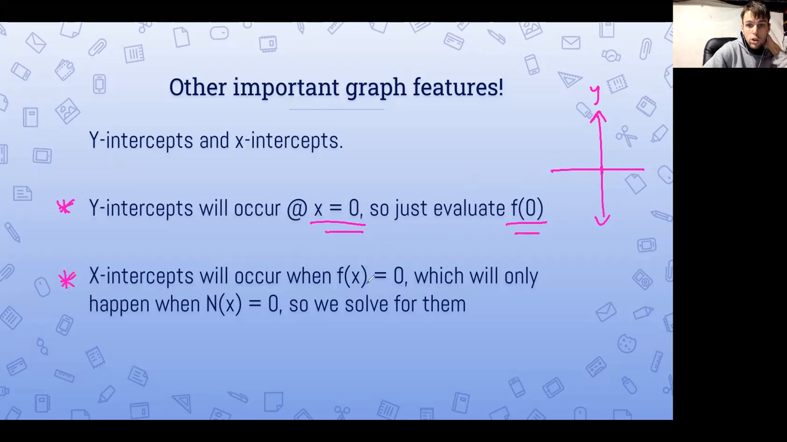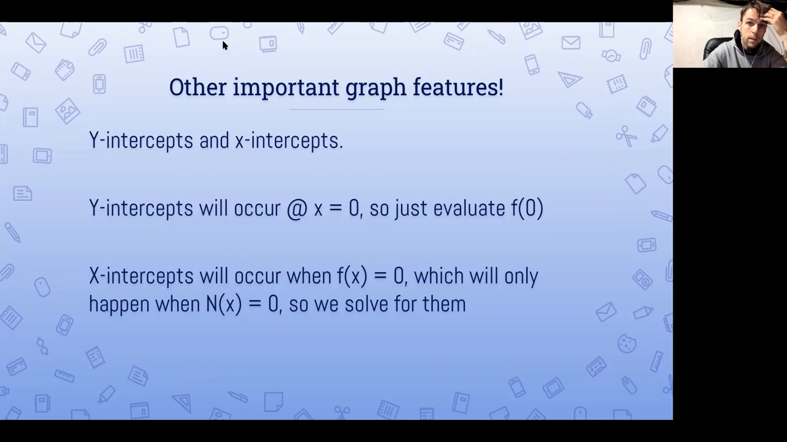X-intercepts are going to occur when the function output equals 0, so when the y value is 0. That happens when the numerator equals 0. For a fraction, when 0 is on top, it doesn't matter what number's on the bottom, this is going to be 0. So whatever makes the numerator 0 is going to make the whole rational function equal to 0. So we have to set the numerator equal to 0. It's similar to finding the vertical asymptotes, except with the vertical asymptotes, we're working with the denominator. Okay, let's do an example of that.